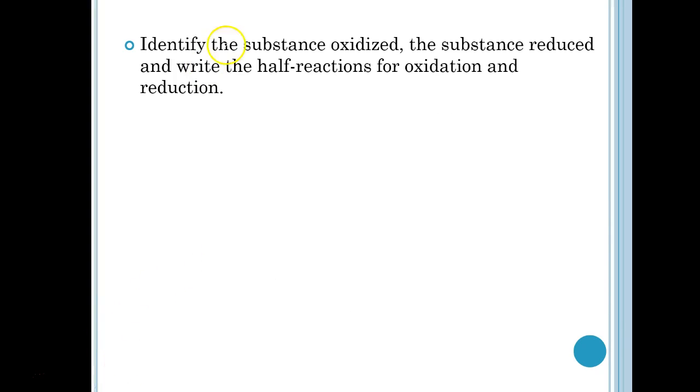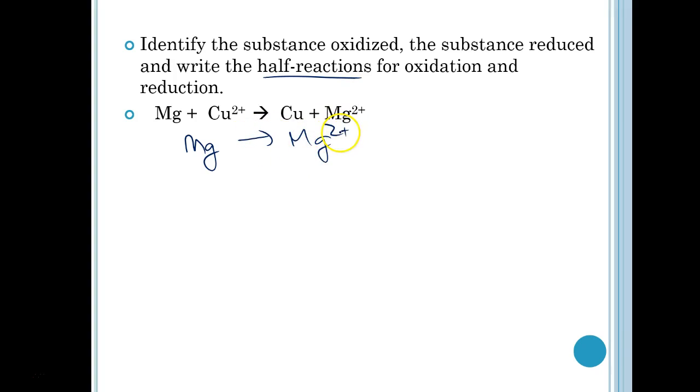It says identify the substance oxidized, the substance reduced, and we're going to write the half reactions, and I'll show you how to do that for oxidation and reduction. So if I'm looking at this, I see Mg turning into Mg2+. That is half of the reaction. That's called a half reaction. And then I have Cu2+ turning into Cu. Those are the half reactions.